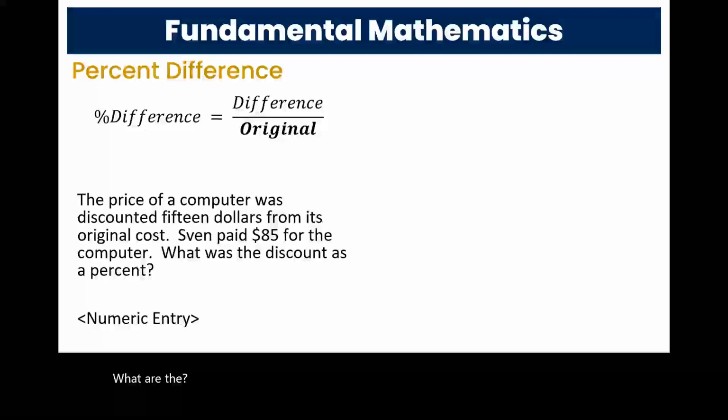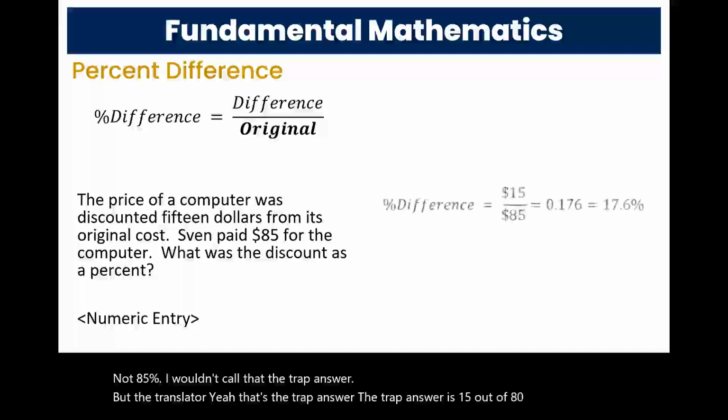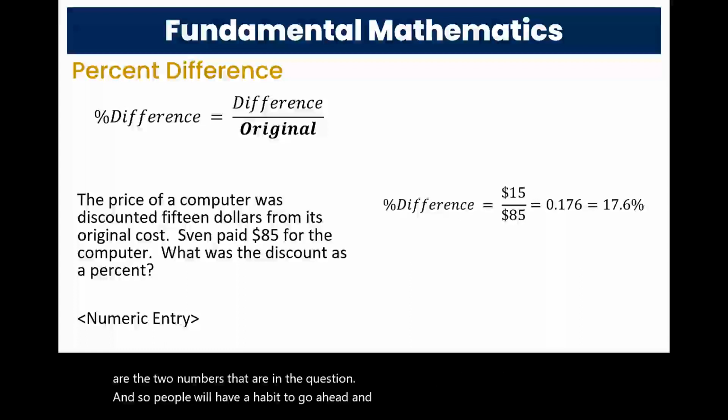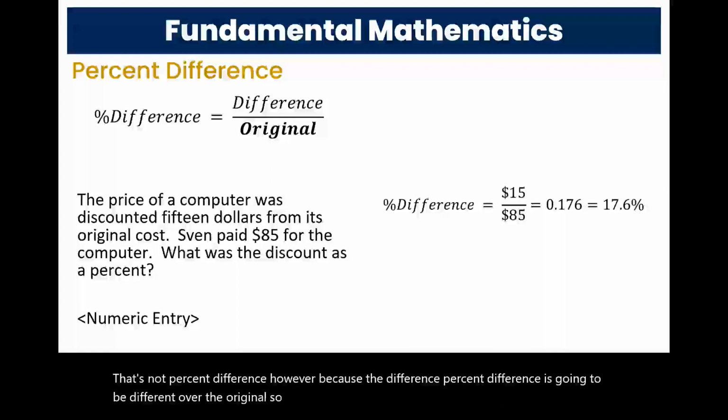Not 85%. I wouldn't call that the trap answer. But yeah, that's the trap answer. The trap answer is 15 out of 85 because those are the two numbers that are in the question. And so people will have a habit to go ahead and just say 15 over 85. That's not percent difference, however, because the percent difference has got to be the difference over the original. So what's the actual answer for this question?